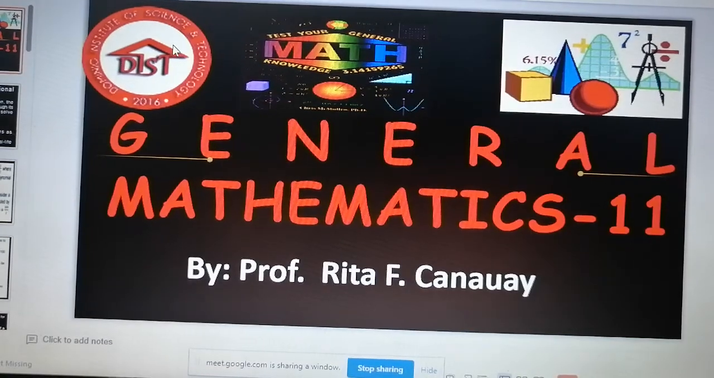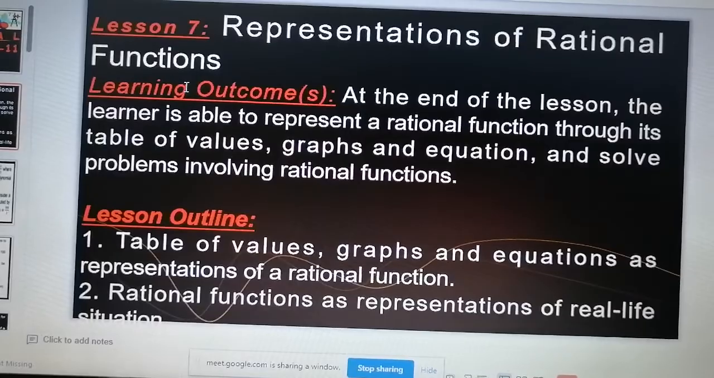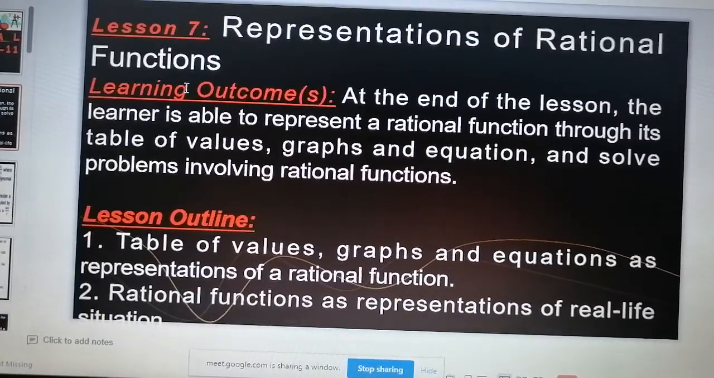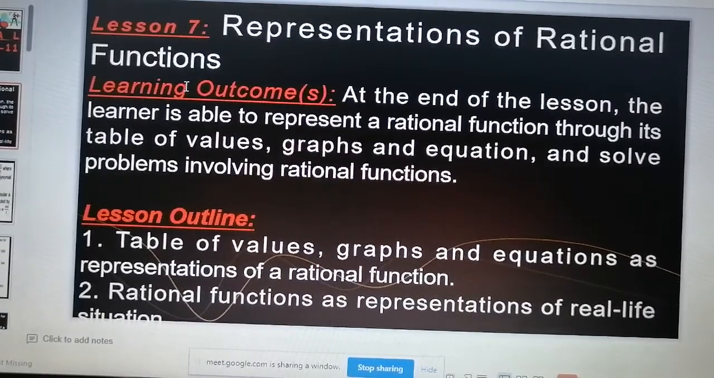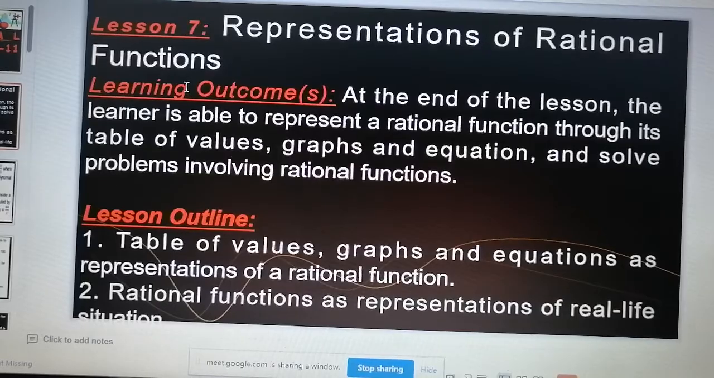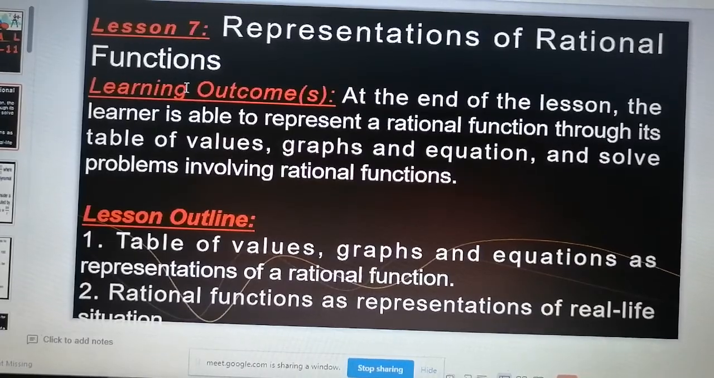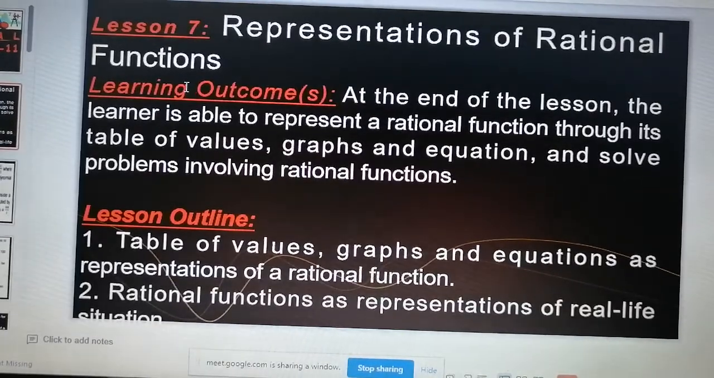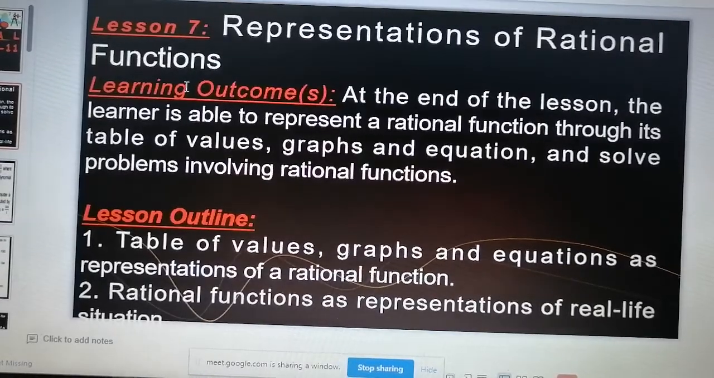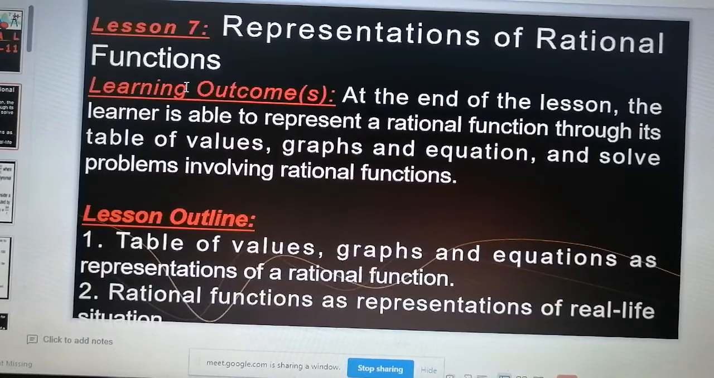We have Lesson 7. Okay, we have representation of rational function. Learning outcomes. At the end of the lesson, the learner is able to represent a rational function through a table of values, graphs, and equation, and solve problems involving rational functions. Okay, we have the lesson outline.